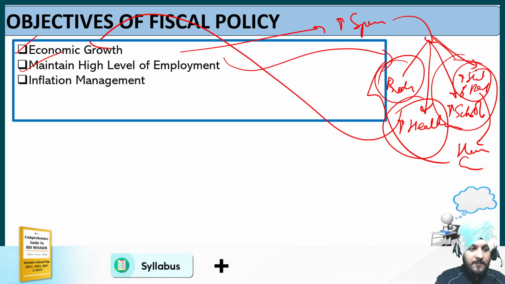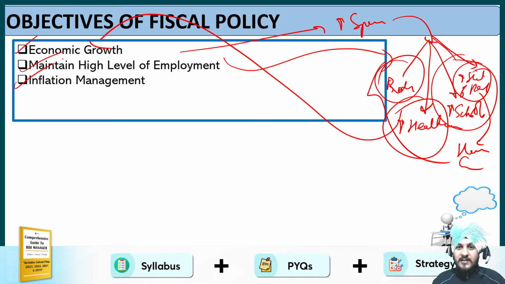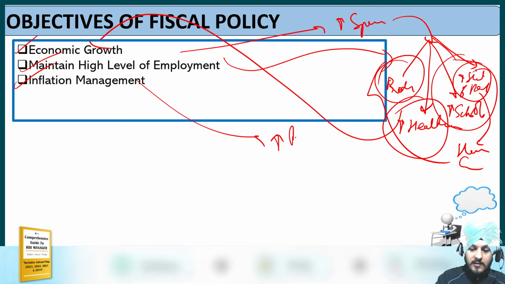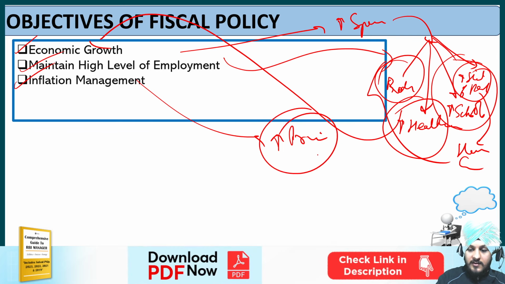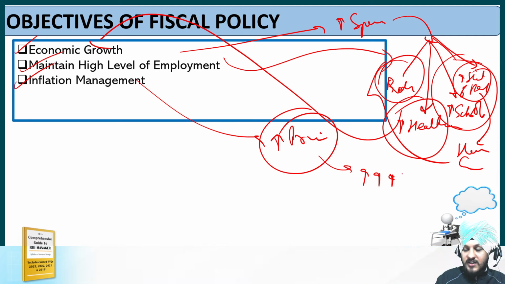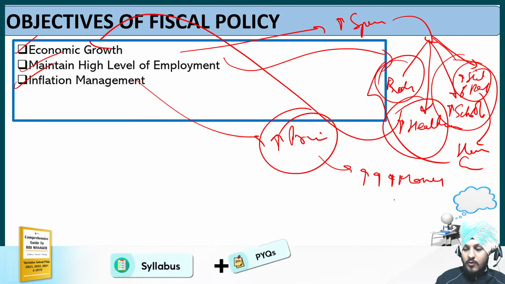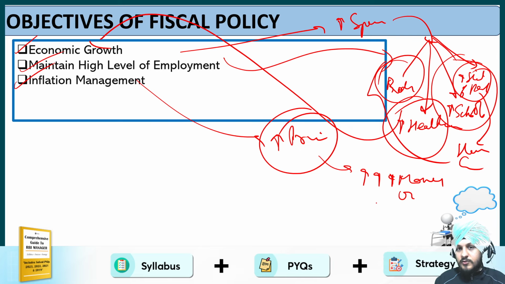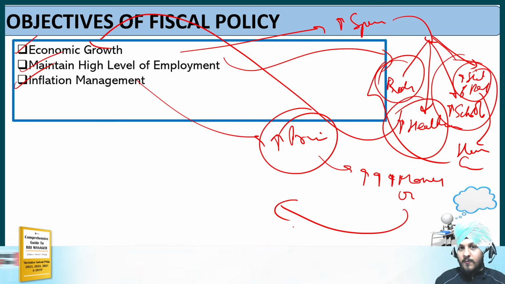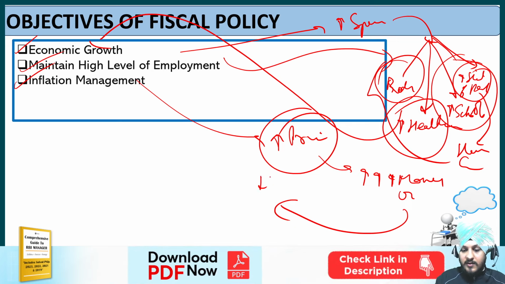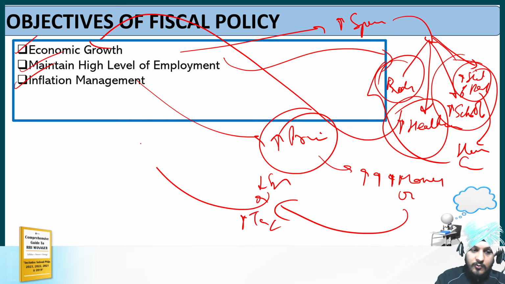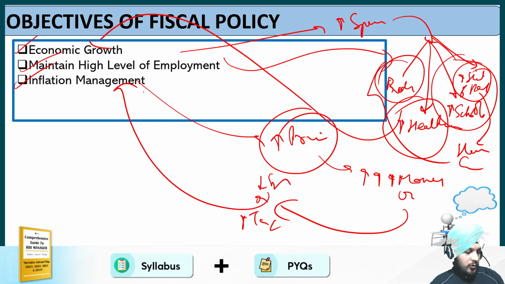The third is inflation management. We have seen in a very detailed manner that inflation is nothing but the increase in the prices of goods, and it is due to the huge supply or injection of money in the market, or in the hands of the consumers. So what the government does is suck out some money from the market by reducing spending or increasing tax, and that will lead to inflation management. So I hope this is clear.